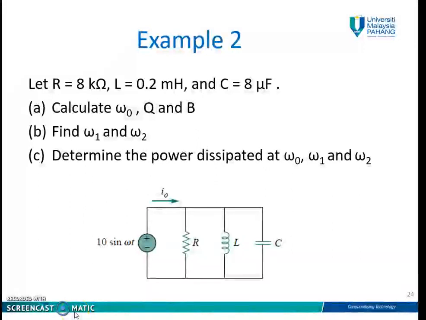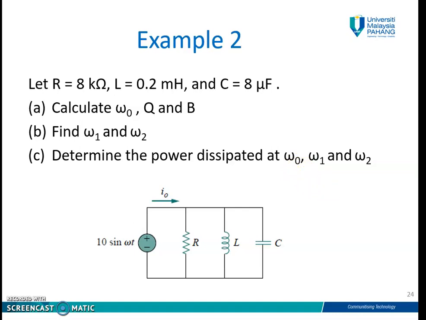We will look into example 2 for the parallel resonance circuit. Given a parallel resonance circuit, we have resistor equal to 8 kilo ohm, L equal to 0.2 millihenry, and C equal to 8 microfarad. The first question: calculate omega naught, Q, and also B. Second, find the values of omega 1 and omega 2. Third, determine the power dissipated at omega naught, omega 1, and omega 2.